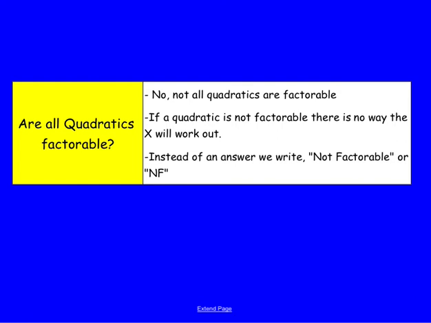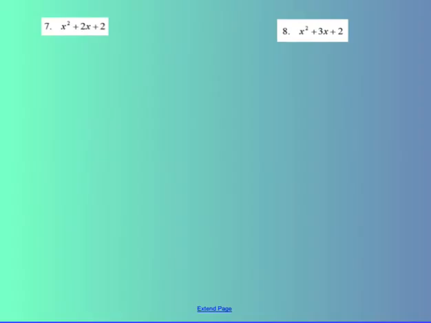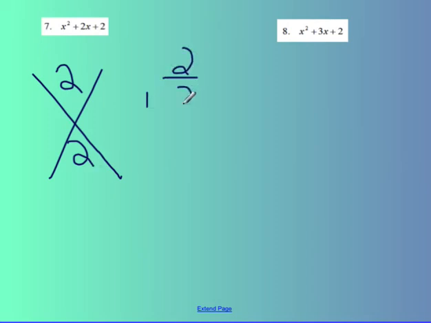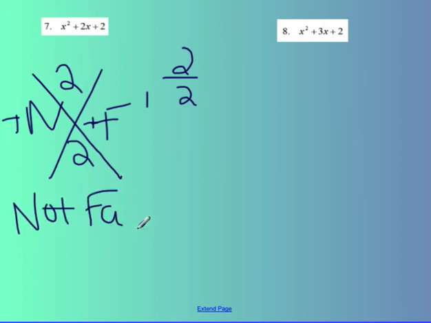So let's go ahead and take a look at some of these. So starting with number 7, we are going to multiply to 2 and add to 2. Okay, so let's take a look at the products of 2. So I have 1 and 2. I notice that I have a positive product and a positive sum, so both my signs are positive. So somehow I need to take 1 and 2 and add that to 2. Well, that's never going to happen. So this is NF, not factorable.